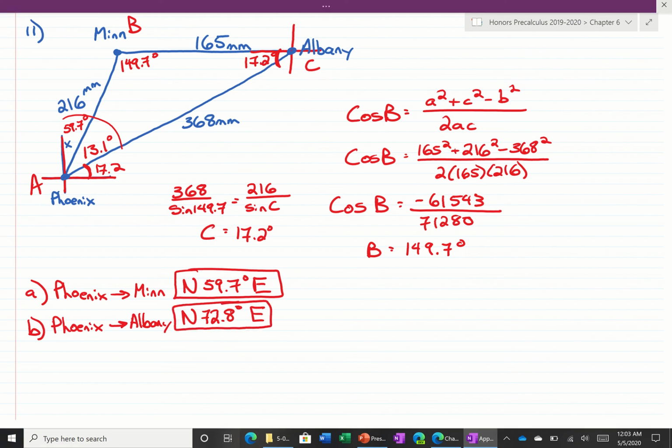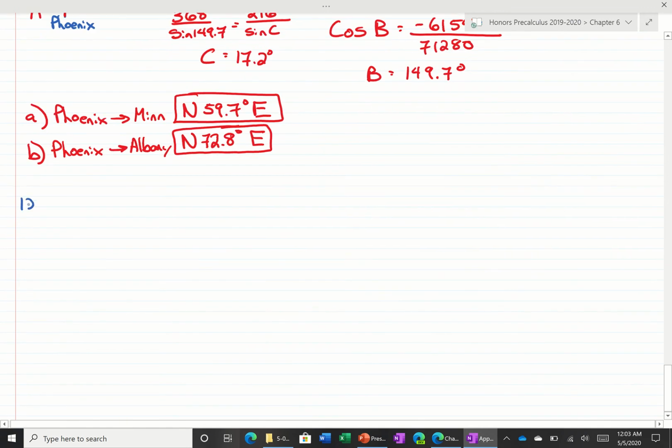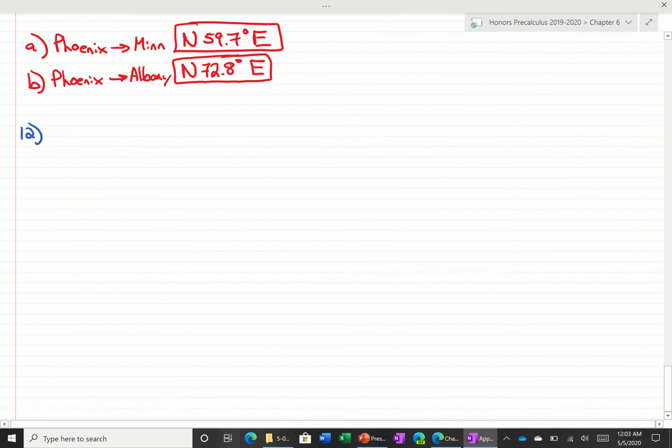All right, we have one more to do. Let's go to number 12. Number 12, we have a baseball player in center field playing approximately 330 feet from the television camera that is behind home plate. Okay, so let's see here. Here's home plate, and that's where the camera is.